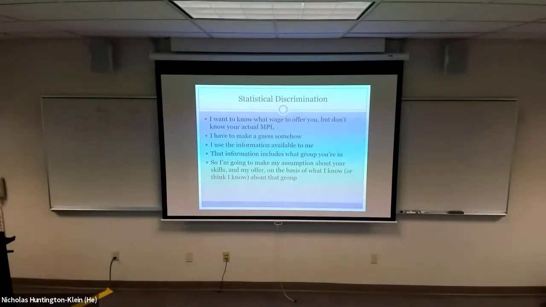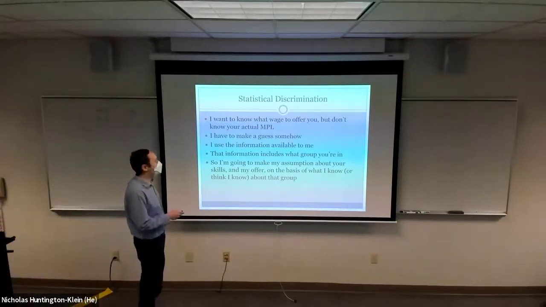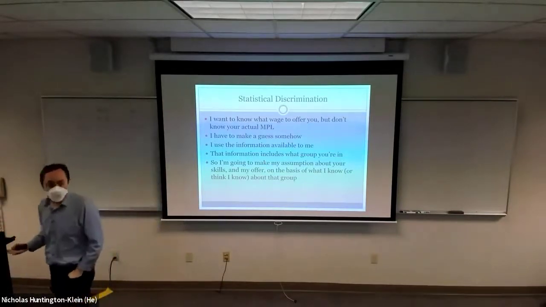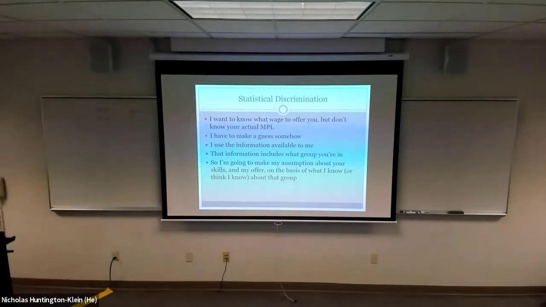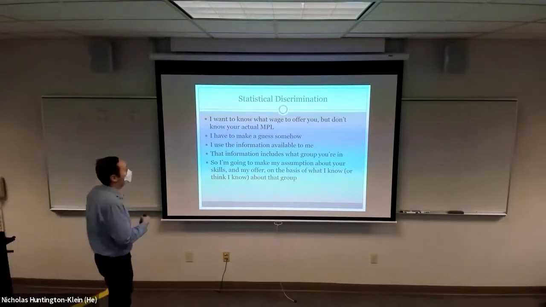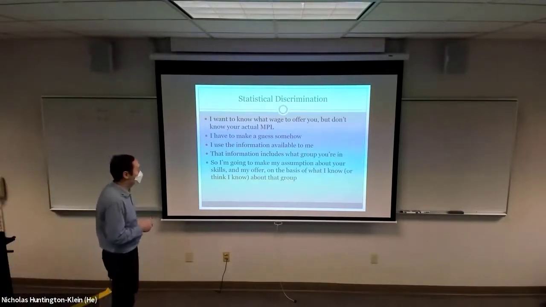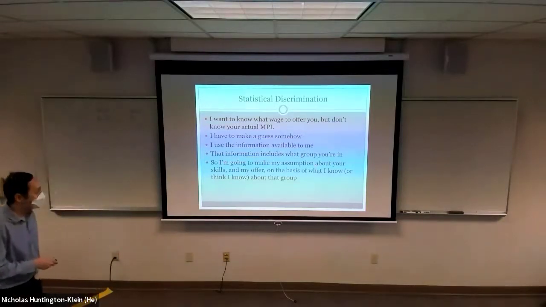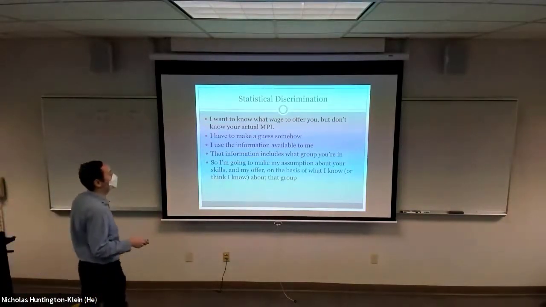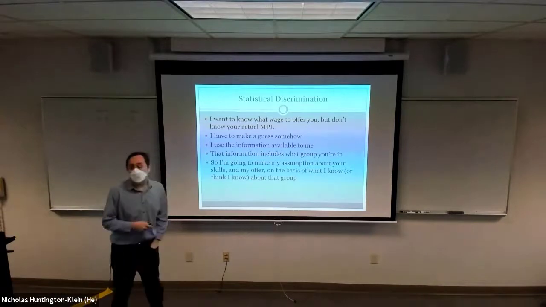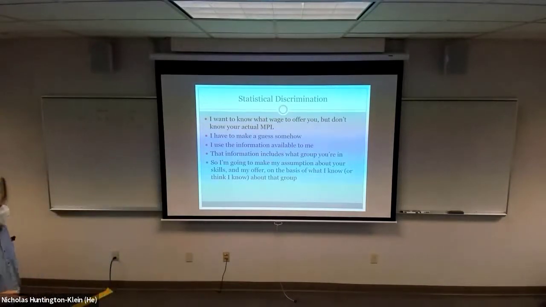So I want to know what wage to offer you, but I don't know your actual marginal productivity of labor. I've got to make a guess somehow. I use whatever information is available to me, which includes what group you are in, which means that group membership can lead to discriminatory behavior on the part of the employer, because they are trying to use that information to guess your marginal productivity of labor. So I'm going to base my offer on my assumption about your skills, on the basis of what I know, or at least what I think I know about that group.